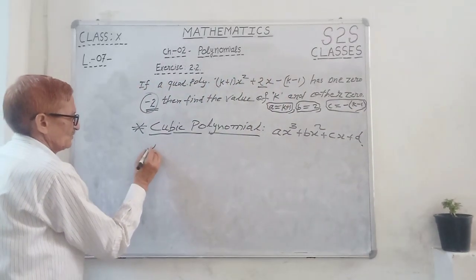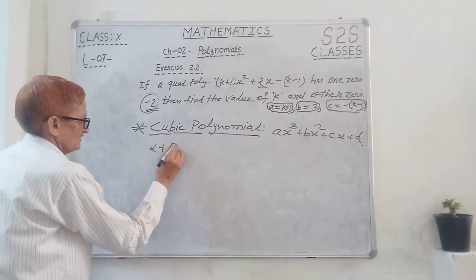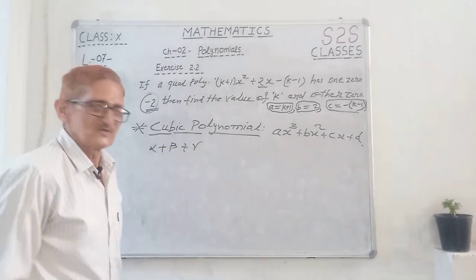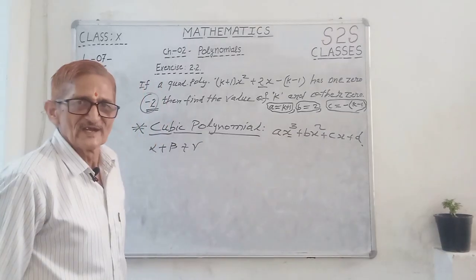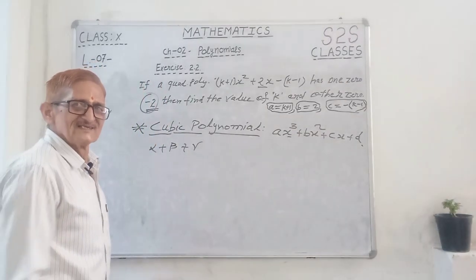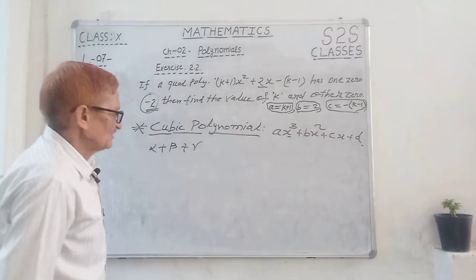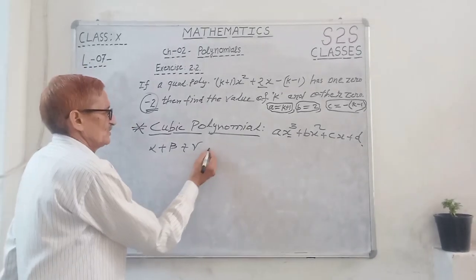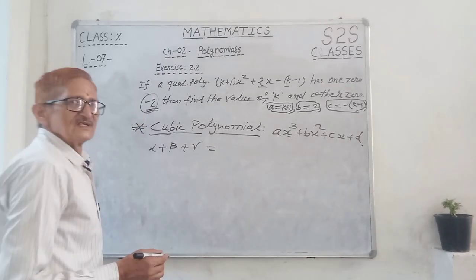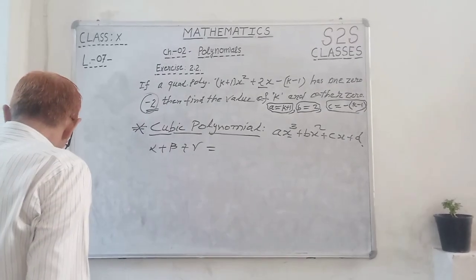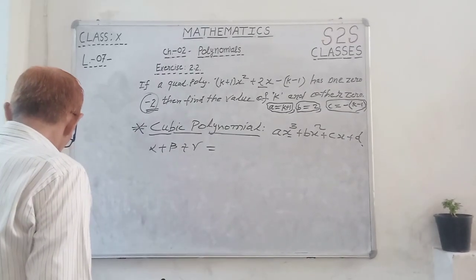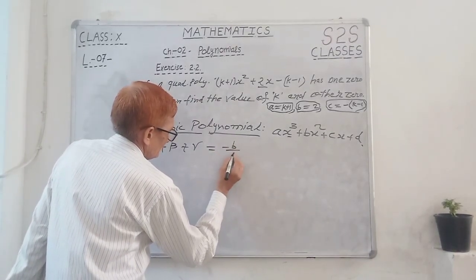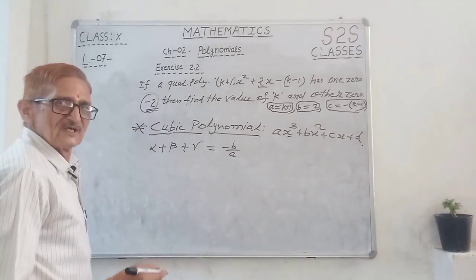Here also the sum of zeros is alpha plus beta plus gamma. There will be 3 zeros in a cubic polynomial. The highest power decides how many zeros there will be. So 3 zeros, alpha, beta, gamma. Let us suppose these x values. So the sum of zeros is the same as before, minus b upon a. Then here also minus b upon a.